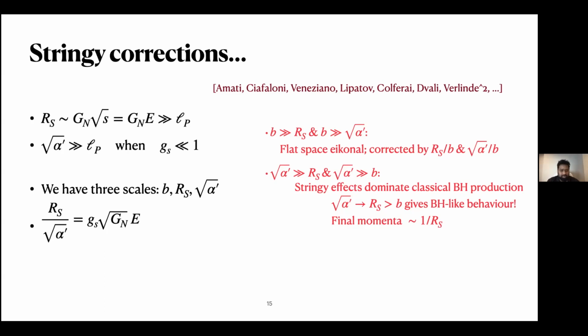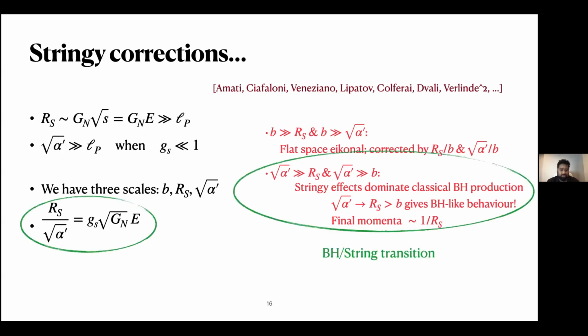What's interesting about studying these stringy effects is that the Schwarzschild radius and the string length can be tuned with respect to each other, one to be made very small or the other to be made very small, by tuning g_string. This goes under the name of the black hole string transition.